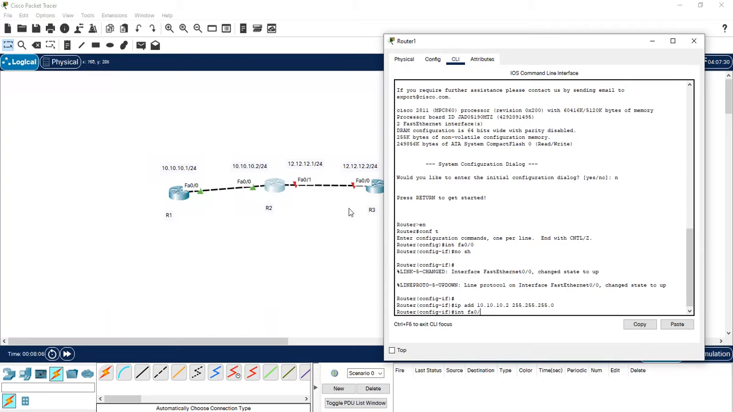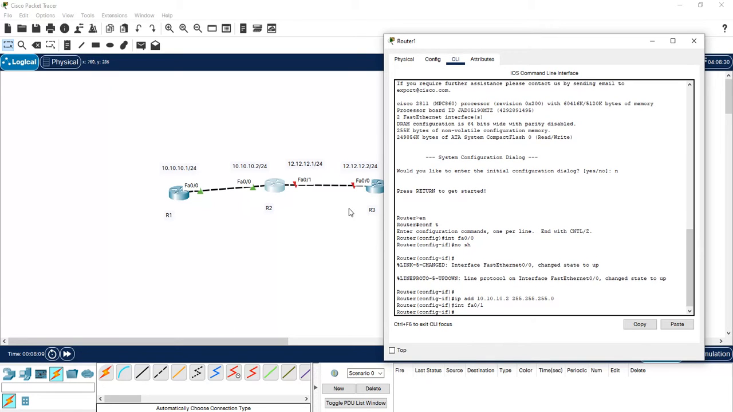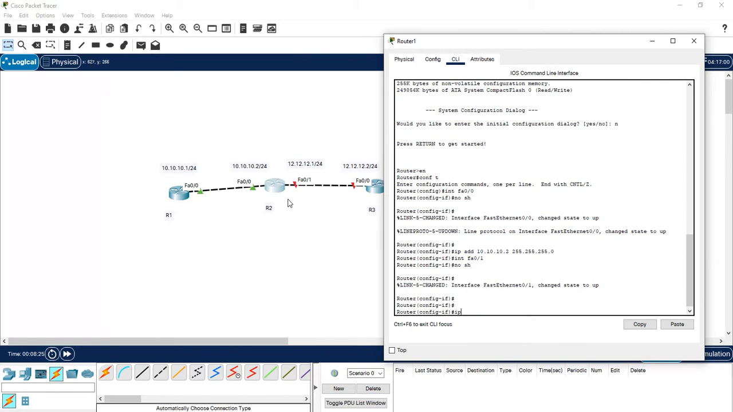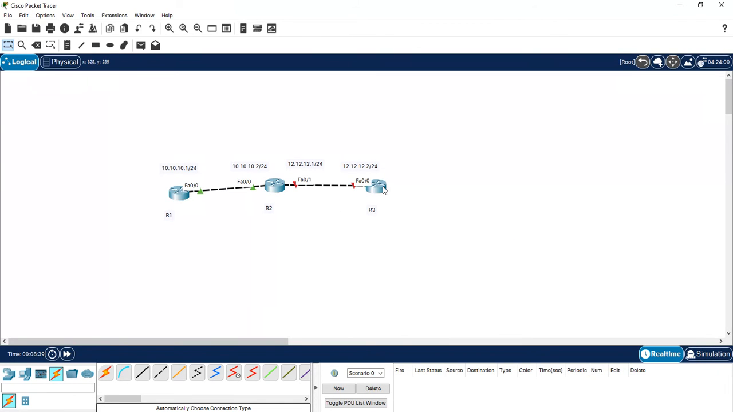Okay, we move to interface fast Ethernet 0/1. This interface is connected with router 3. Before we put the IP, we should turn on the interface with no shutdown. Now it is on, so we put the IP, which is 12.12.12.1. The subnet mask is 255.255.255.0.